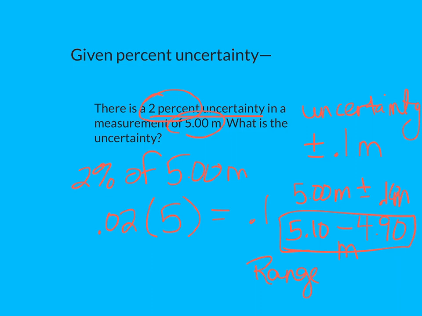So really, you need to pay attention. Are you looking for percent uncertainty, or are you looking for uncertainty? It's all about percents, and it's not really your fault you don't understand percents, but you do have to figure it out. Percents is a basic skill that you're going to need to understand. So you're taking 2% of 5. That's your uncertainty, because it's a 2% uncertainty in the 5 meters.